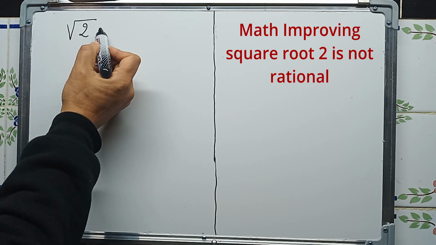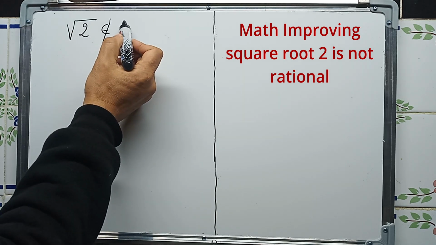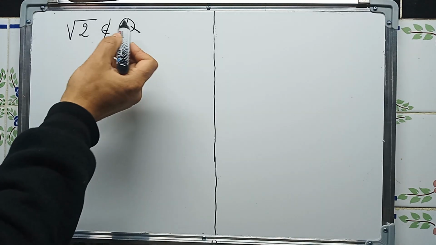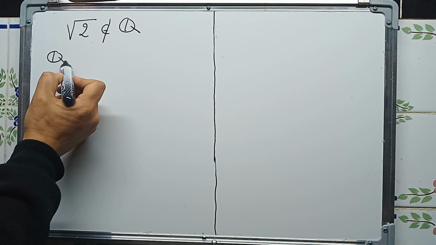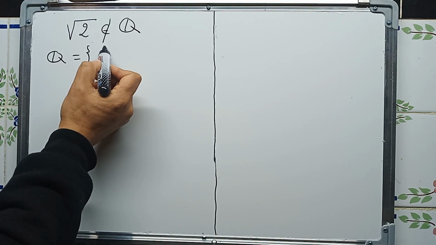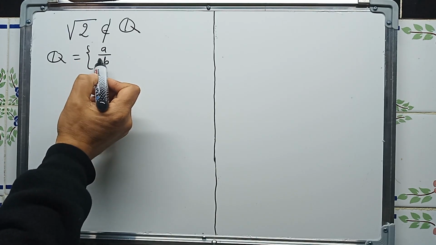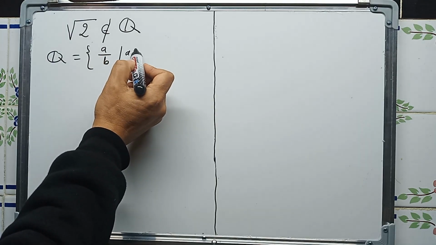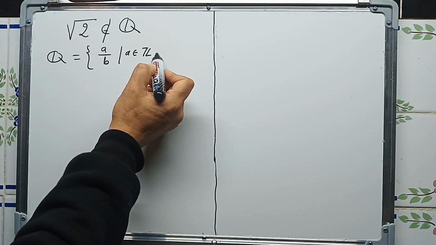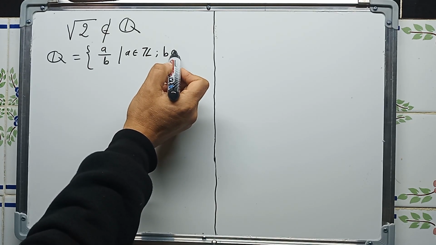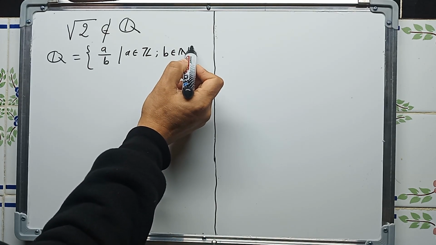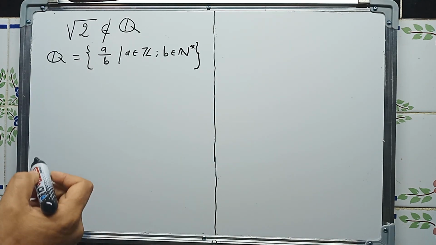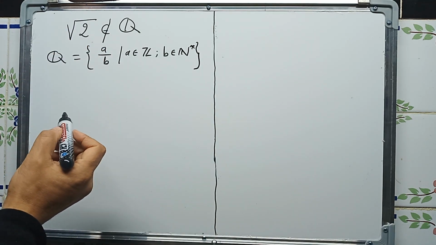Square root of 2 is not a rational number. We know that rational numbers are all the fractions a over b, where a is an integer and b is a non-zero natural number. We know this. So we'll do it by absurd.